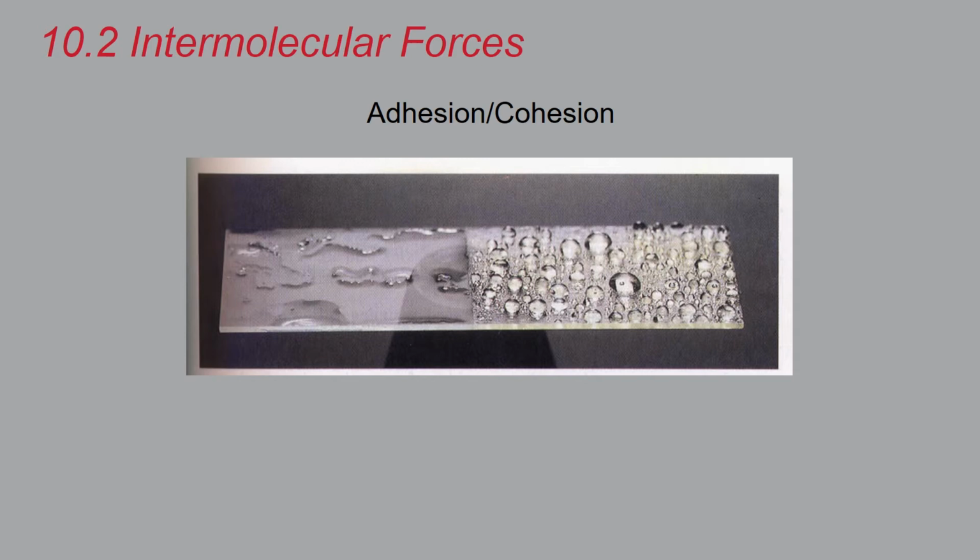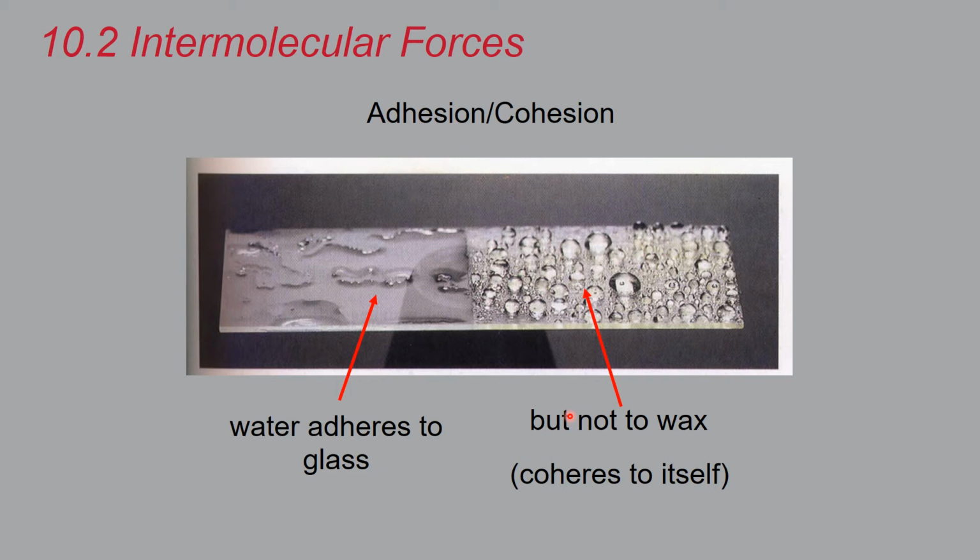So the relative intermolecular forces for two substances at an interface is called adhesion or cohesion. And this is water on glass, except one side of this glass slide has a wax coating on it and the other one doesn't. I'll give you a moment to figure out perhaps which one is which. All right, and hopefully you got this. This side is the part that is just glass, and this side is the part that is not glass.